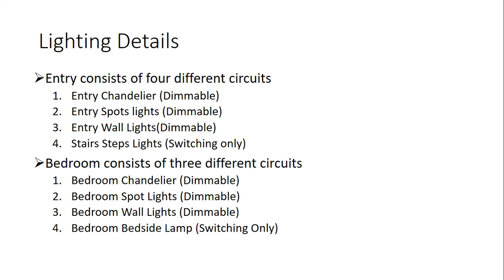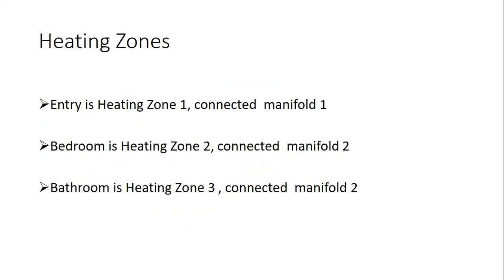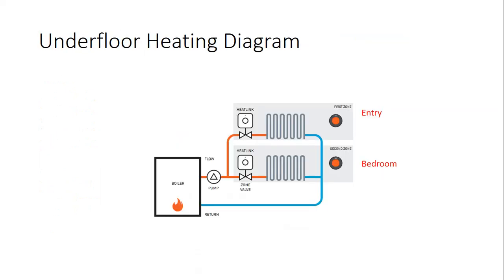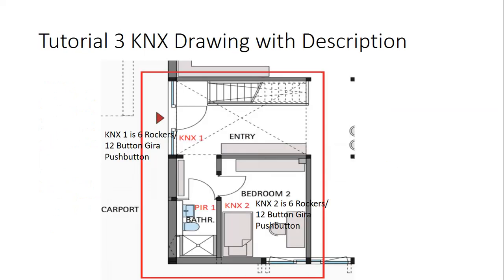The lighting detail is exactly the same, the blind detail is exactly the same. Now the heating zones, which is what I mentioned in the previous slide. I have subdivided the heating into three different zones. Entry is zone one, which I'm assuming, like we have in this drawing here. So we have two zones here. Entry has a separate manifold, and then bedroom two and bathroom have one manifold. And then obviously there will be one boiler.